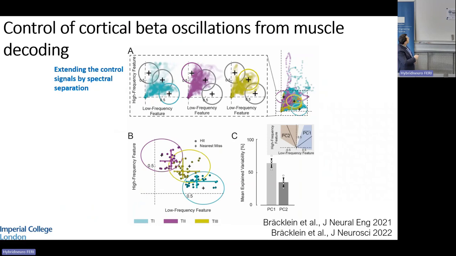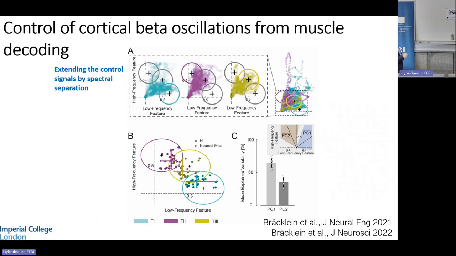And these are the actual results. So this is the high frequency and low frequency, and these are trajectories of the cursor of individual users. And now you can see that it's possible to reach these three targets. One is the target where the two bandwidths are changing together, but the other two are targets in which only one of the two is changing. So the two bandwidths can be dissociated. So now you have a two-dimensional control.